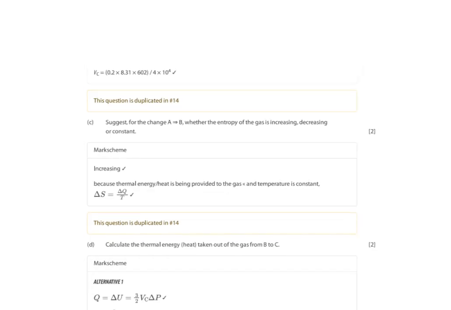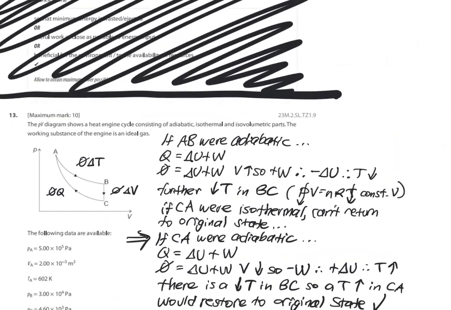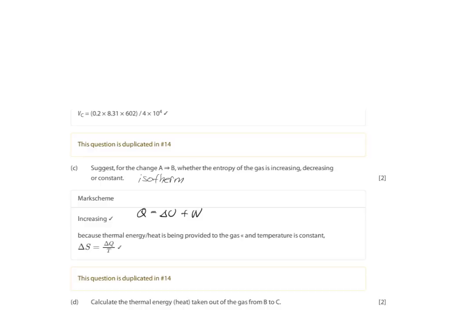Suggest for the change A to B whether the entropy of the gas is increasing, decreasing, or constant. Remind me what AB is. It is the isotherm. Let's write that down. Okay, so looking at Q is delta U plus work, and we haven't seen anything involving entropy in a minute. So let's remember that the change in the entropy is the change in the heat per unit temperature. So it's an isotherm, so there's no delta T.